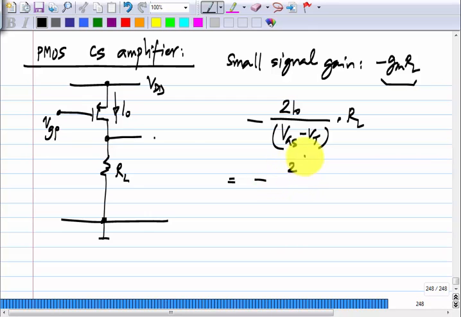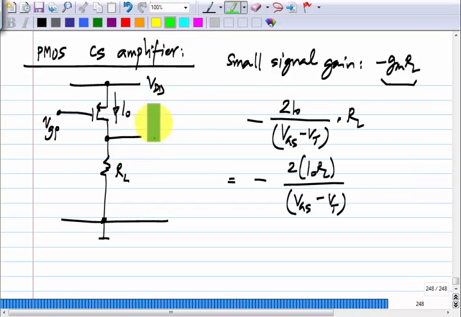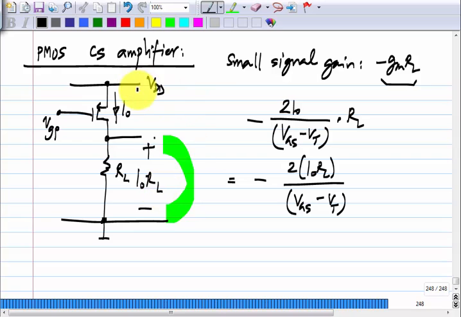which basically tells you that the gain is minus 2 times I naught RL by VGS minus VT. And what is I naught RL? It is the quiescent voltage drop across RL. So, that is I naught RL, and we have a certain quiescent voltage across the transistor. And the sum of these two is the supply voltage, right.